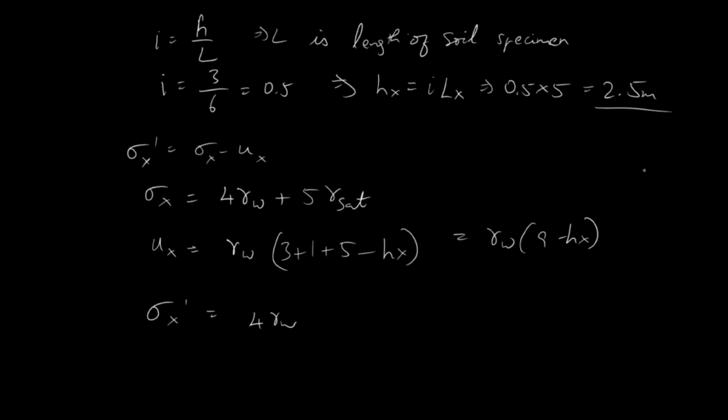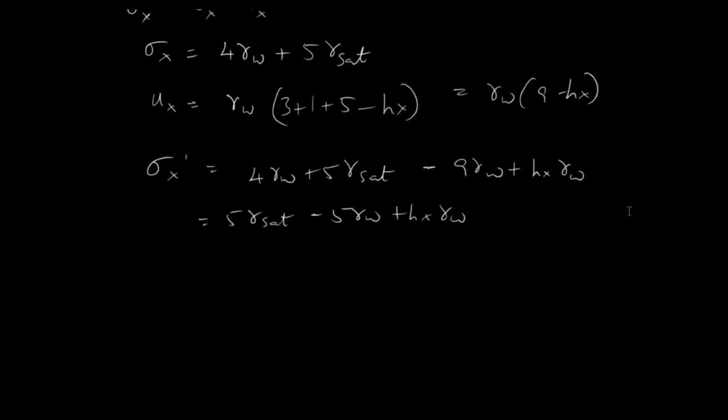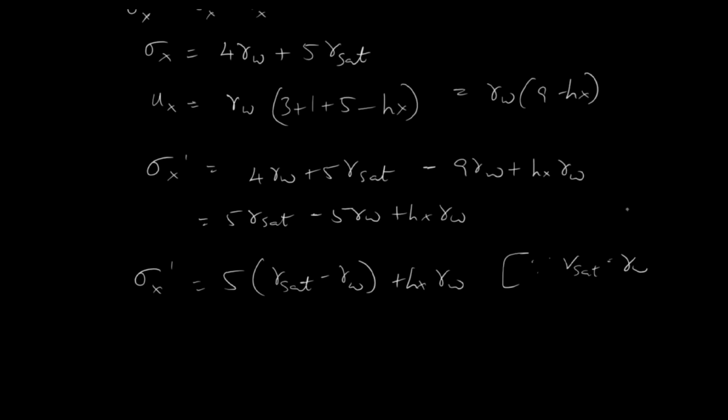Sigma x dash will be equal to 4 gamma w plus 5 gamma sat minus 9 gamma w plus hx gamma w, which is 5 gamma sat minus 5 gamma w plus hx gamma w. Therefore, sigma x dash will be equal to 5 into gamma sat minus gamma w, plus hx gamma w. We can say gamma sat minus gamma w is equal to gamma submerged. So 5 into 18 minus 9.81 plus hx, which is 2.5, into 9.81.